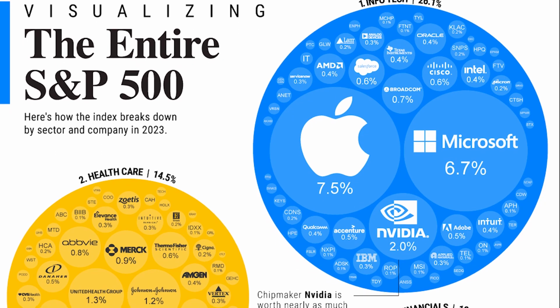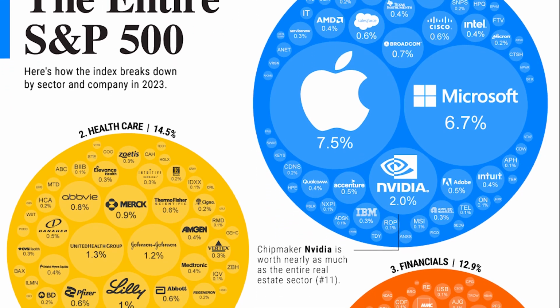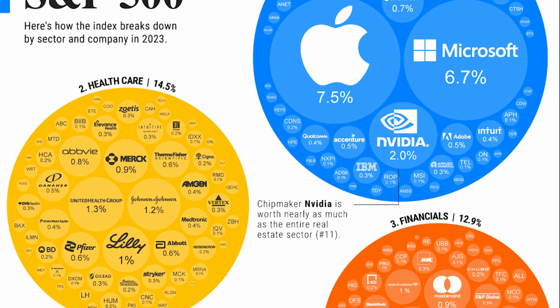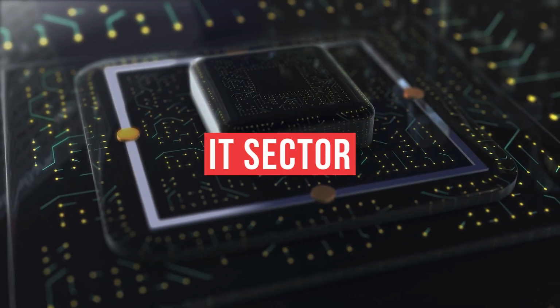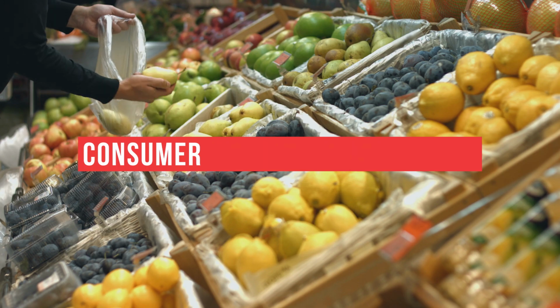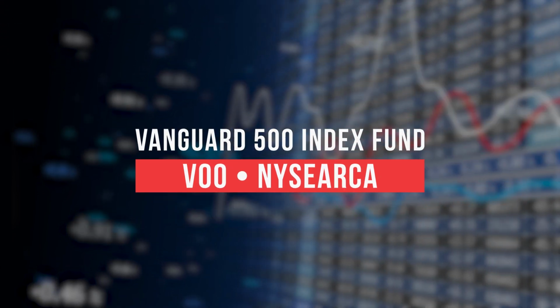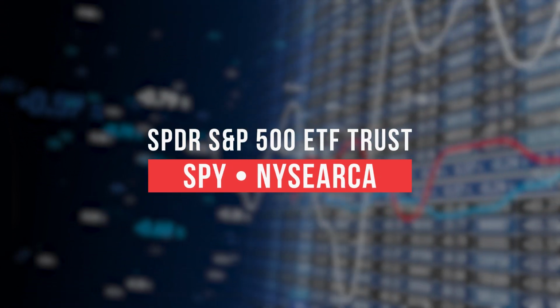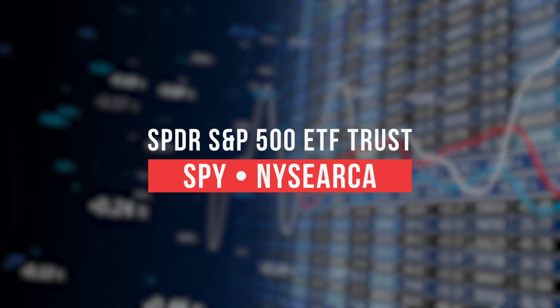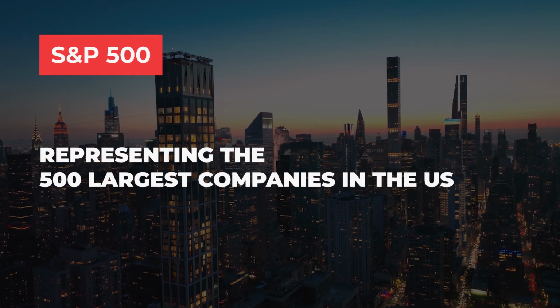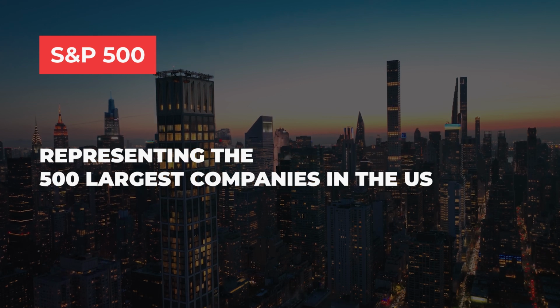Now, ETFs usually track a certain index, such as the S&P 500 index, or they can be sectoral as well, which can track different market sectors such as the IT, finance, and consumer discretionary sectors. Some well-known ETFs which track the S&P 500 are the Vanguard 500 Index Fund, or VOO, and the SPDR S&P 500 ETF Trust, or SPY. These ETFs invest in stocks in the S&P 500 index, representing the 500 largest companies in the US.